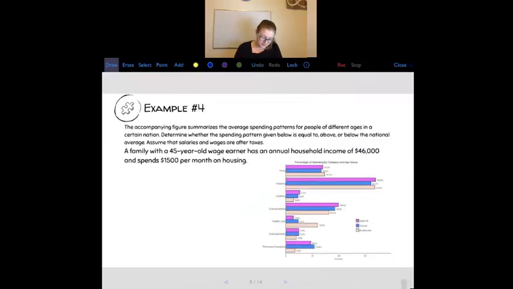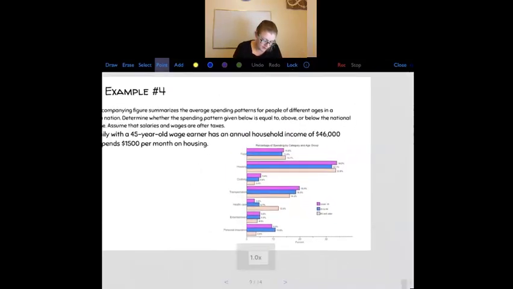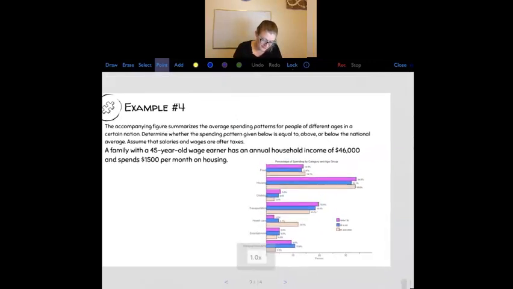Okay. Example 4. So this figure kind of summarizes different averages of what people are spending by category. I'm going to zoom in. The purple is dealing with people under 35, the blue is dealing with people 35 to 64, and the beige is 65 and older. And then there's different categories of spending by age group. So we'll do this problem and then we'll come back to this chart. Okay. So it'll zoom back out.